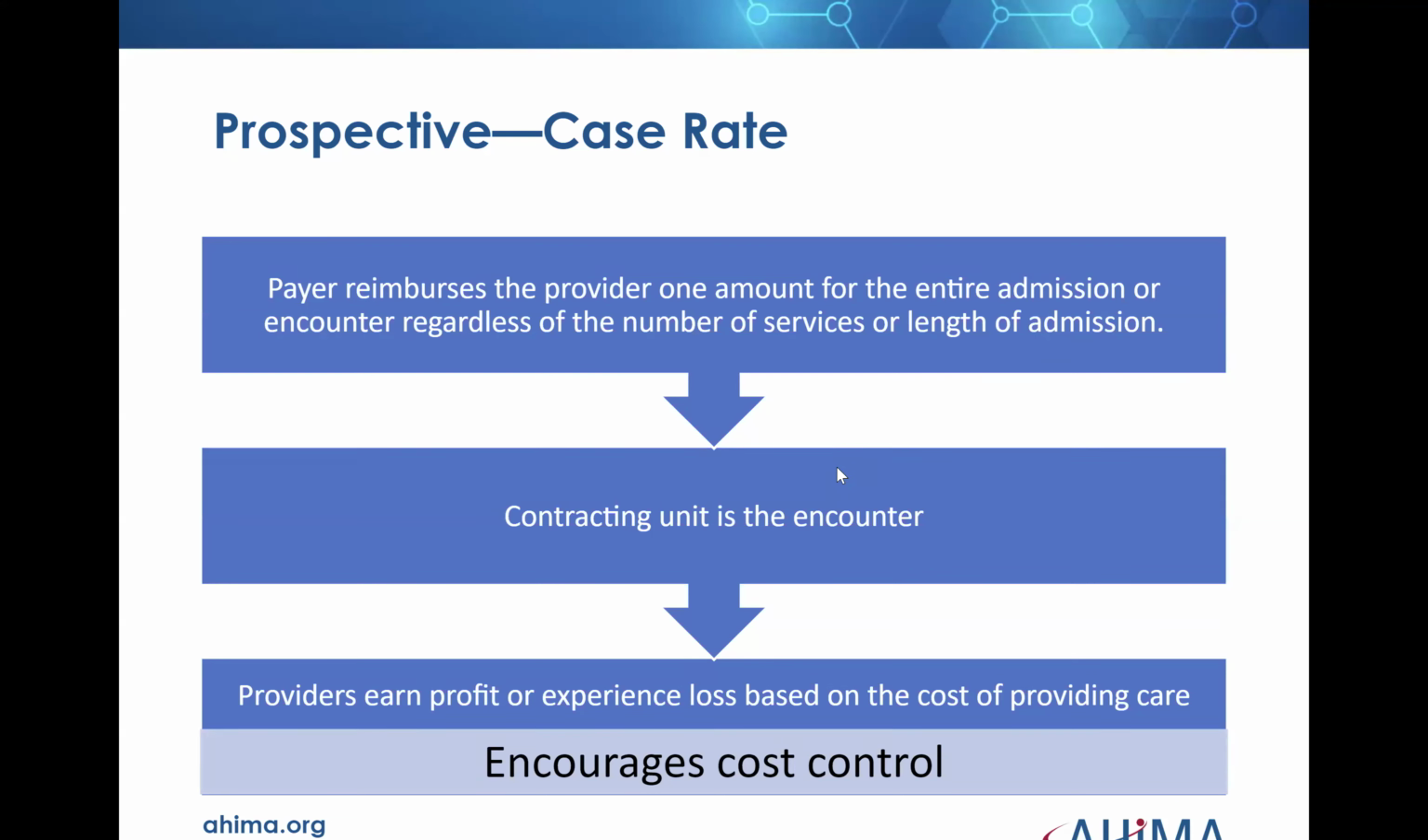With the prospective case rate, the payer is going to reimburse the provider one amount for the entire admission or the encounter, regardless of the number of services or length of admission. And the contracting unit is the encounter instead of with the retrospective where it's the patient, right? The providers can either earn a profit or a loss based on whether the cost of providing care exceeds the reimbursement or not.